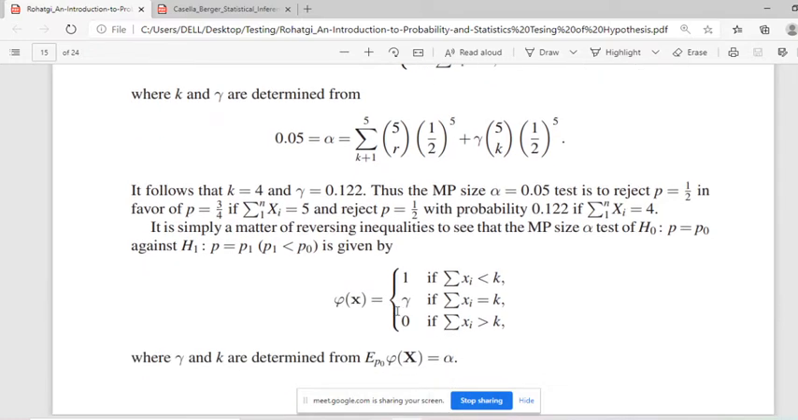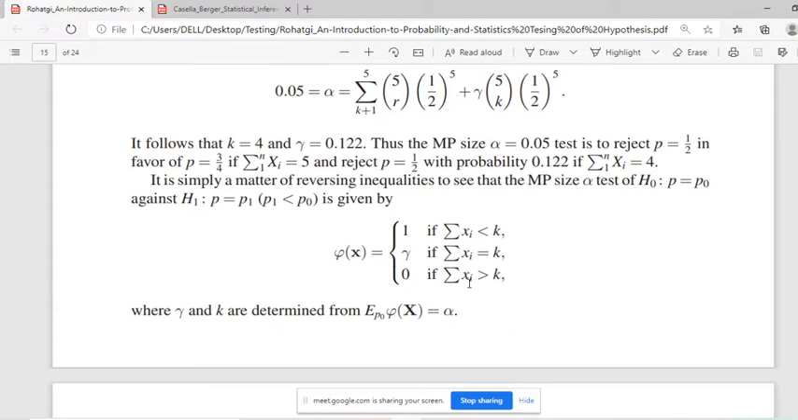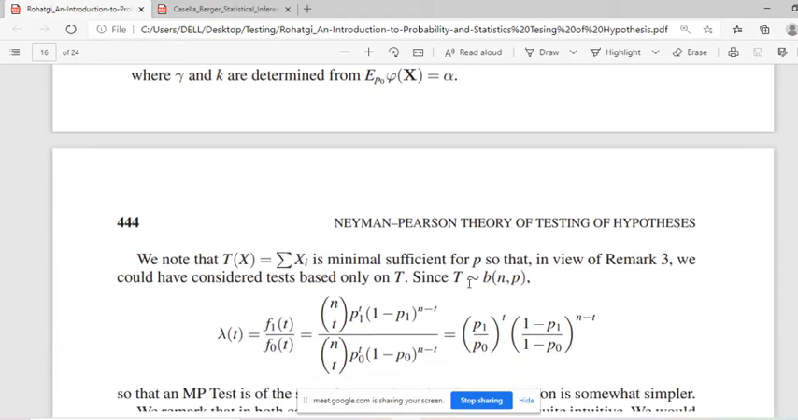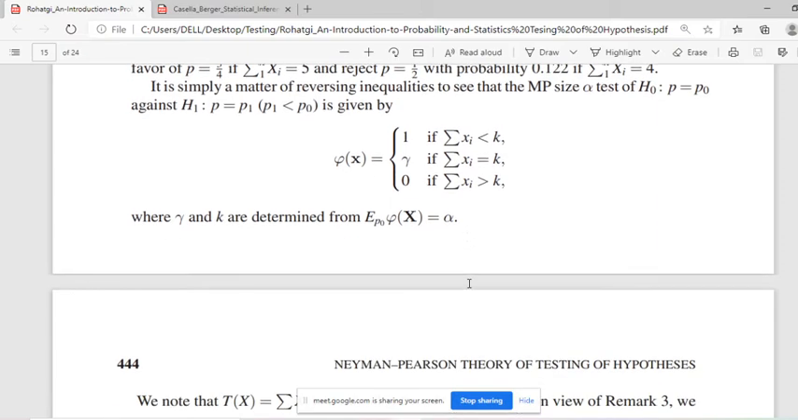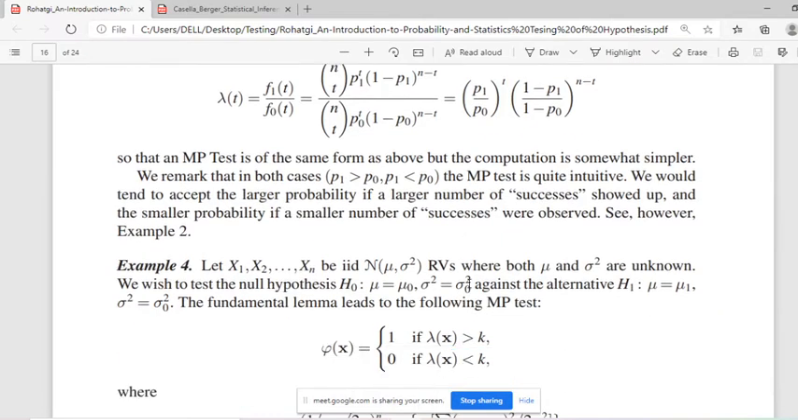And in another way, suppose p1 is less than p0. So what will be the rejection region? Summation xi less than k will be the rejection region. That means summation xi is considerably small, less than k. Okay, so the inequality reverses, and a similar methodology we can adopt for computing gamma and k.